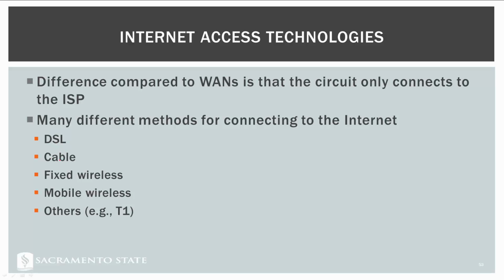We've talked about DSL and cable. In some locations, fixed wireless is useful, especially in rural areas. And then mobile wireless is becoming more and more important, as people are using, instead of traditional ISPs, their Verizon, AT&T, Sprint, T-Mobile, or whatever MVNO they use to connect to the internet. And there's a few other options as well.